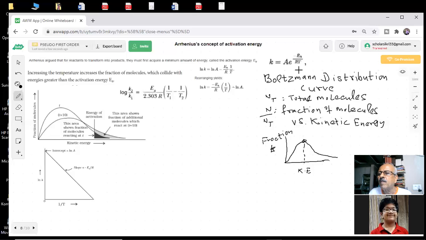This curve was given by Boltzmann distribution. This is called the Boltzmann distribution curve. Now the question is, supposing here is my activation energy. That means all the molecules which cross this line, all the molecules which have energy greater than this, will react, and others are not going to react. Why? Because their kinetic energy is less.